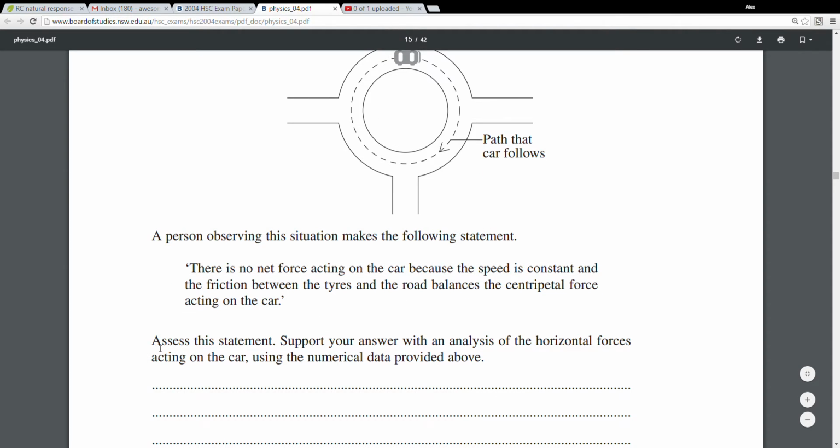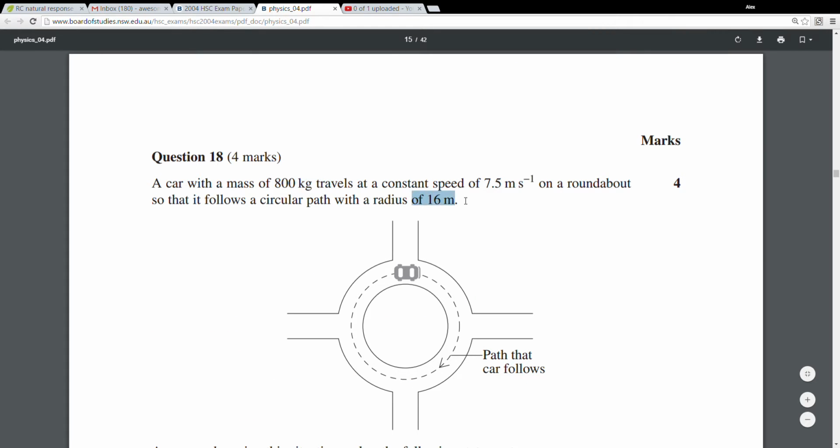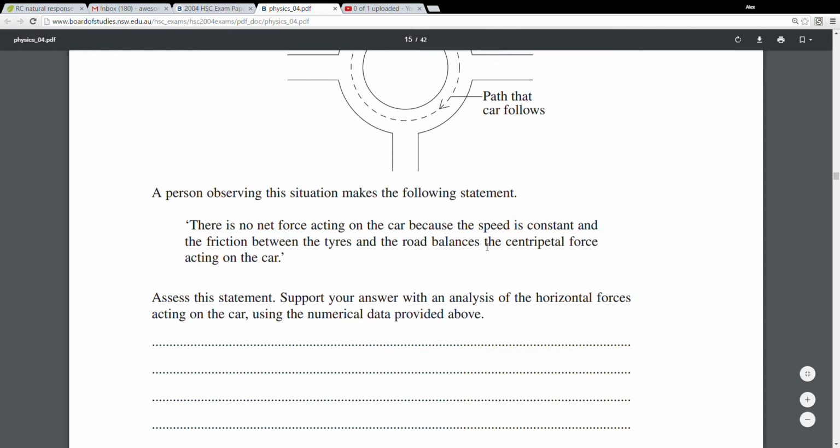Probably 1 mark for saying that this statement is incorrect. Why? Because there's this statement here, no net force. That's incorrect. And there is a net force, and we can calculate it. Even though the speed is constant, it's changing direction. So it's a change in velocity, and there's acceleration, therefore there's force.